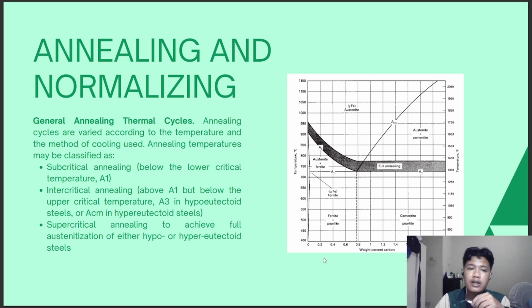So we can see how steel behaves in this cycle: annealing, subcritical, intercritical, and supercritical. So this is the graphic that means full annealing of the iron.